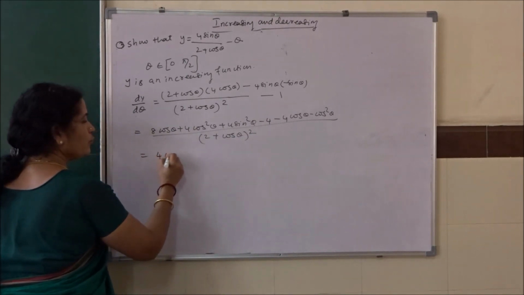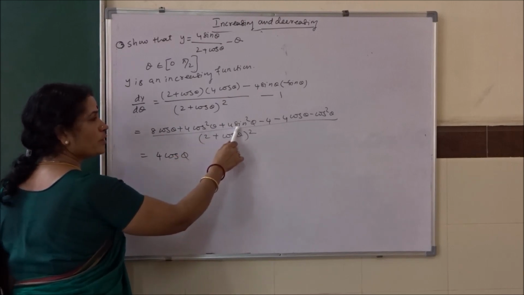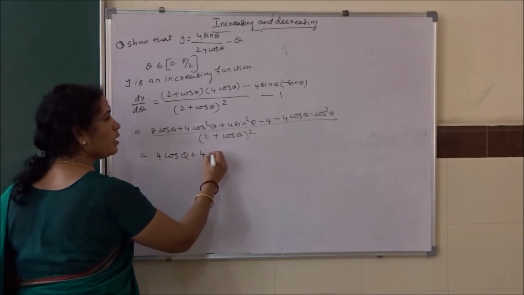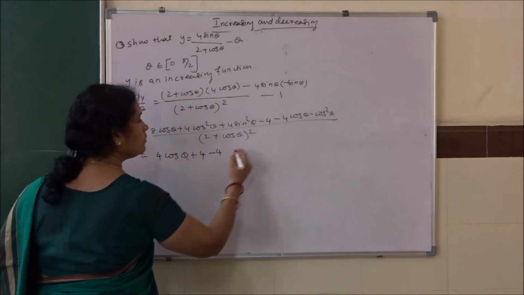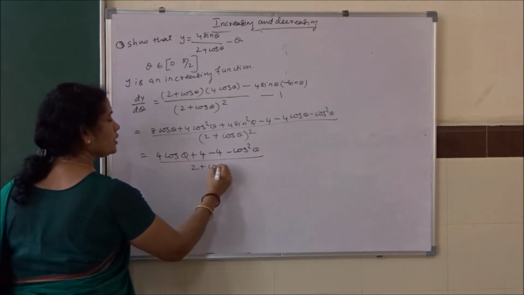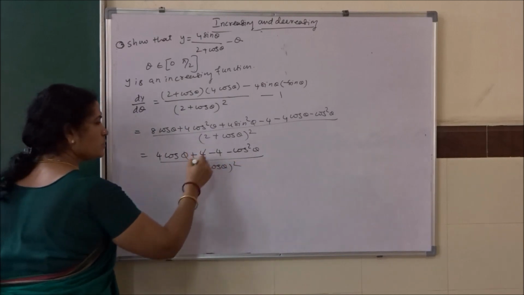What will we get? 4 cos theta. Now 4 cos square theta plus 4 sin square theta. If I take out 4, sin square plus cos square becomes 1. So 4 minus 4, and then what term is here? That is minus cos square theta, the whole upon 2 plus cos theta the whole square. Am I correct? Now anyhow, here this will be cancelled.